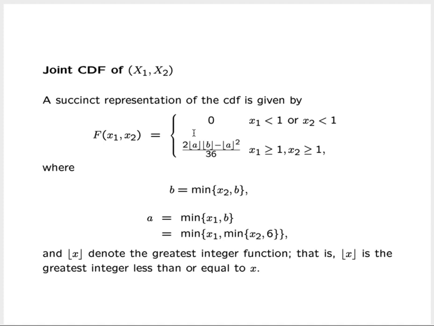So 2 times the greatest integer function evaluated at A times the greatest integer function evaluated at B, minus the square of the greatest integer function evaluated at A, all over 36. Now, what are A and B? Well, let's start off by defining B. B is the minimum of x2, the second argument, and 6. This says B, but it should be 6. Let's correct that. All right, so B is the minimum of x2, the second argument, and 6. Once we have B, then A is the minimum of x1 and whatever B is.